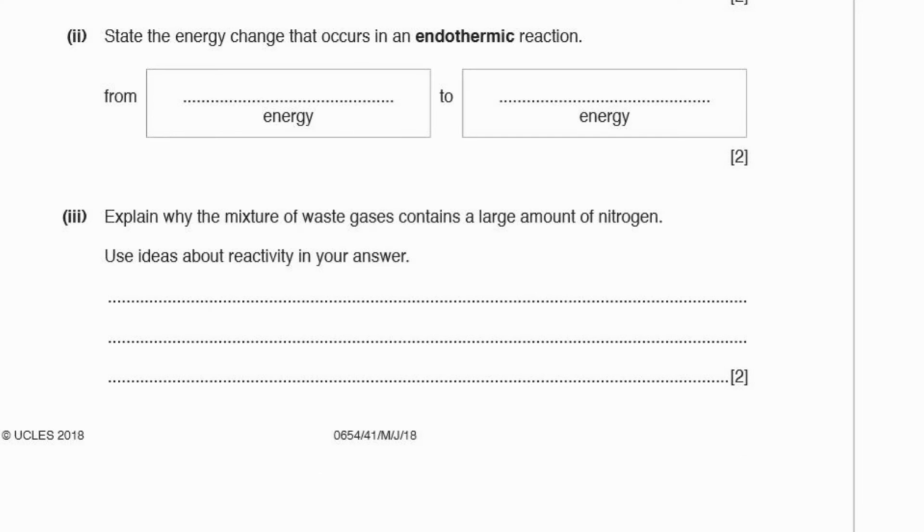2. State the energy change that occurs in an endothermic reaction. So it starts off with heat energy, so thermal energy, and it is converted to chemical potential energy.